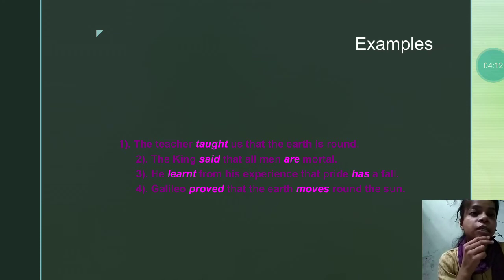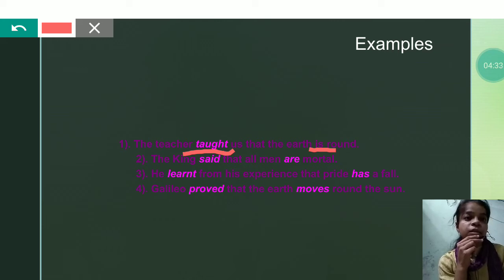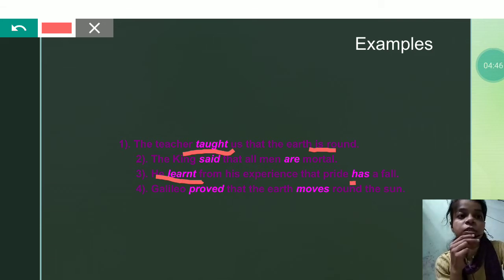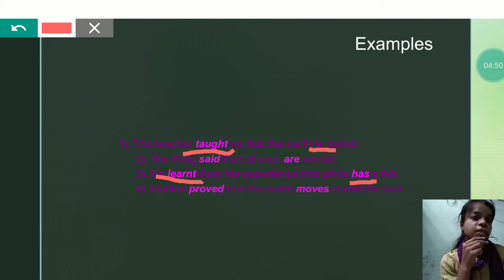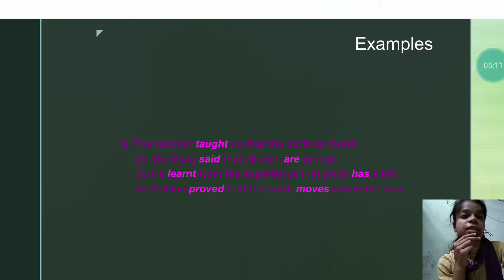Like, the teacher taught us that the earth is round. The statement earth is round is a universal fact, so here is is used, which denotes present tense, but the principal clause has the verb taught in past tense. Again, he learned from his experience that pride has a fall. Here the principal clause contains learned, past tense, but the subordinate clause contains has, present tense, as pride has a fall is a universal fact. So whenever we talk about any universal fact or habitual action and there is past tense in the principal clause, we use present tense in the subordinate clause.